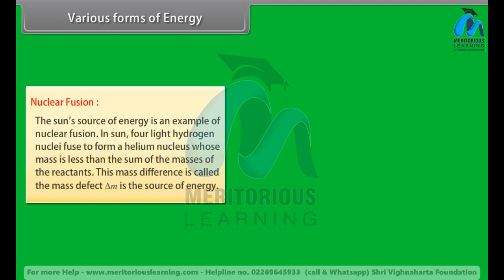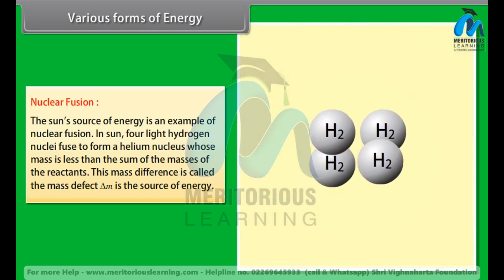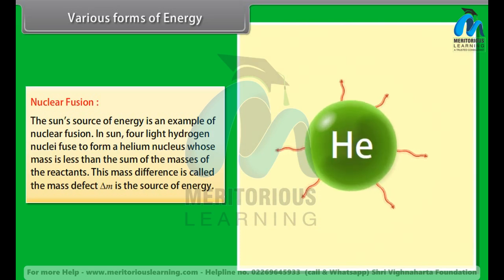Nuclear fusion. The sun's source of energy is an example of nuclear fusion. In the sun, 4 light hydrogen nuclei fuse to form a helium nucleus, whose mass is less than the sum of the masses of the reactants. This mass difference is called the mass defect. Delta M is the source of energy.